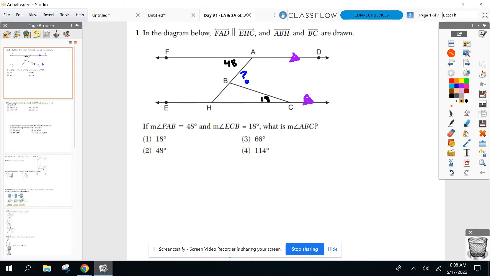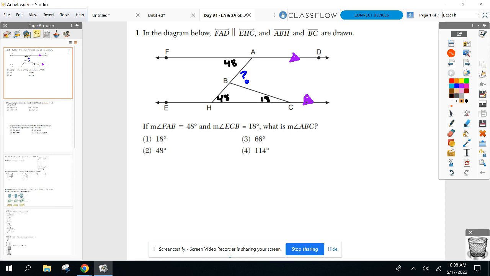Where else can I put that 48? Because I'm going to... Zach, let's go. AHC, because it's an alternate. AHC is also... Take a look. 48, also 48. Alternate interior angles are congruent.